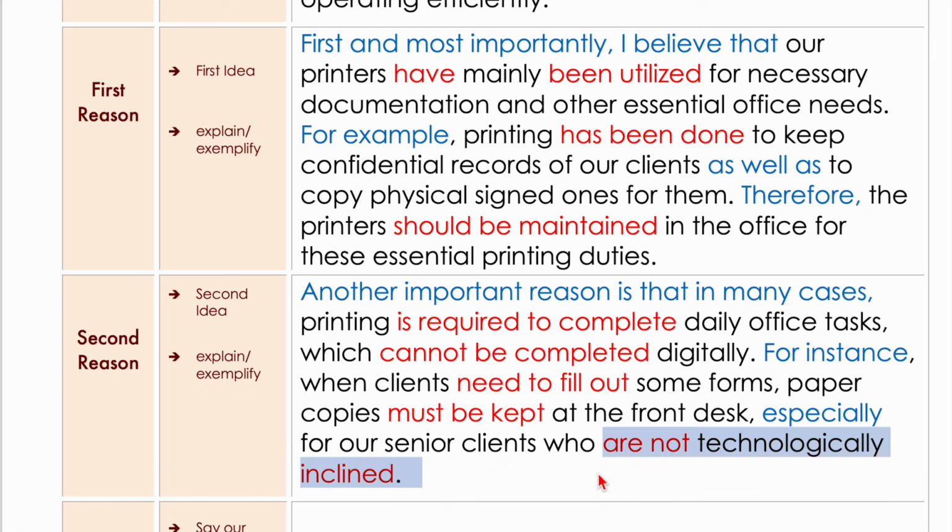And as you know, older generations, usually they're not technologically inclined. They don't understand technology well. Okay? So, very good phrase there, to be inclined. Okay? And we use that to explain this idea. All right, let's close this idea here.